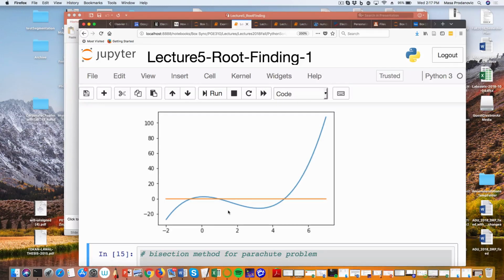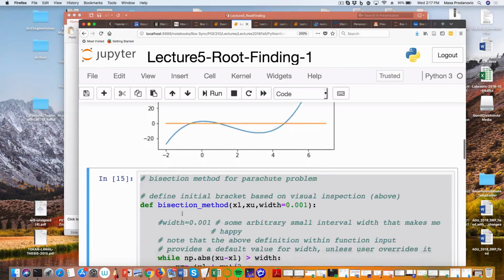So it would still figure out, let's say that the 2 was actually a positive value, then it would actually go to this side and probably find one of these. Okay? Questions? So that is the bisection method.